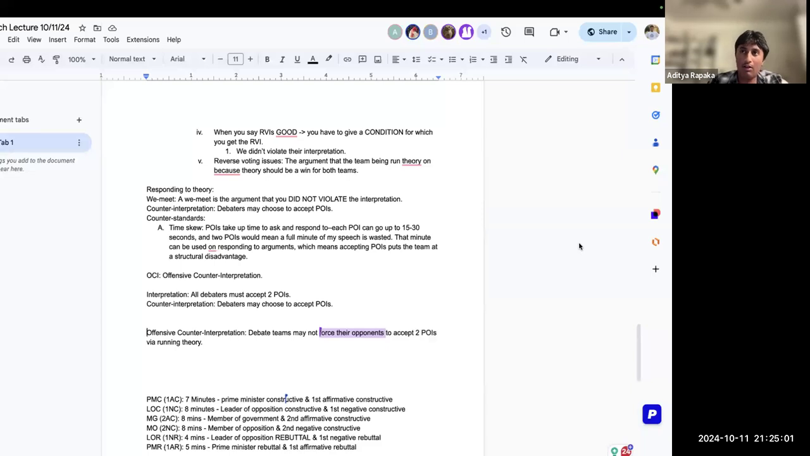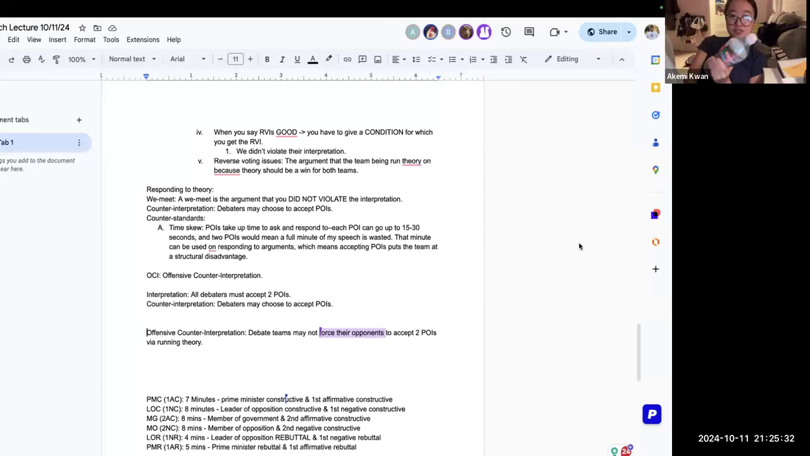I feel like an offensive counter interpretation is saying that if the other side does what they're saying is the interpretation of what not to do, then they actually win. Yeah, you're actually getting closer. Wait, Akimi? Is it like the first counter interpretation?